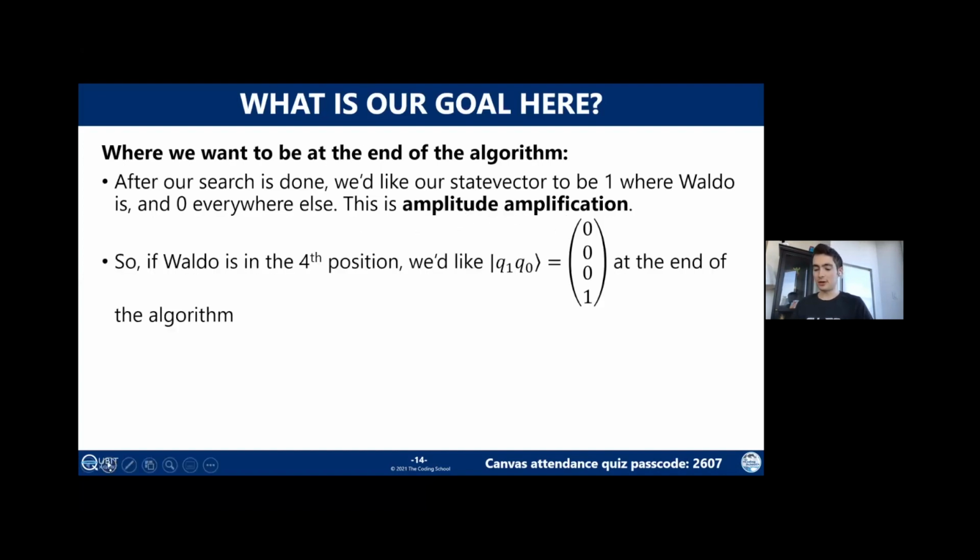So just to be a little bit more concrete, if Waldo is in the 4th position, like in that picture we had, we would like our quantum state to be this at the end of the algorithm. So 0 everywhere with a 1 where Waldo is. And then when we measure this, we'll get 11 as our answer. And that will let us know that Waldo must have been in that 4th slot.